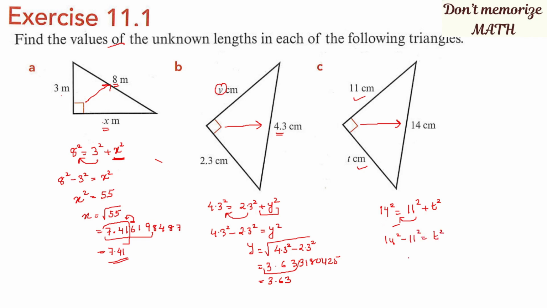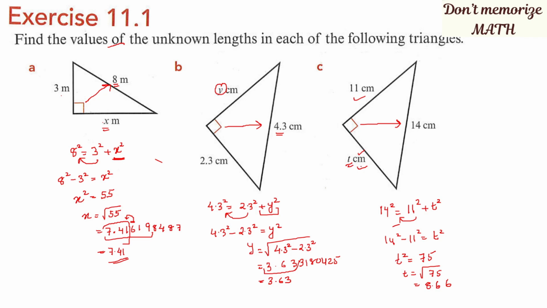So for 14 square, you can directly take the square root, otherwise find 14 square minus 11 square. So you will get 75. So t square is equal to 75. So t will be square root of 75. Okay, take the calculator and find square root of 75. You will get 8.660254038. So here we need to round and write it in 3 significant figures. So the answer will become 8.66.